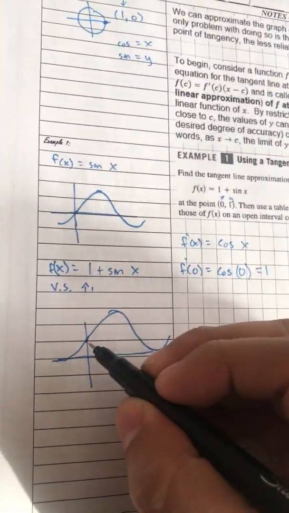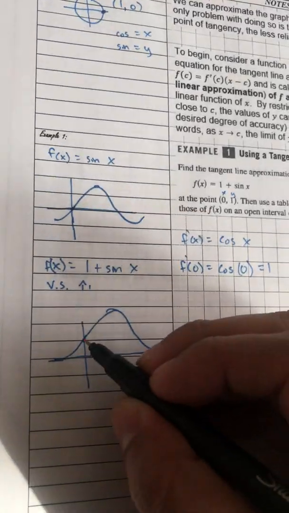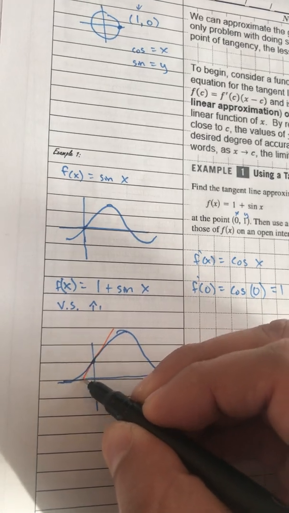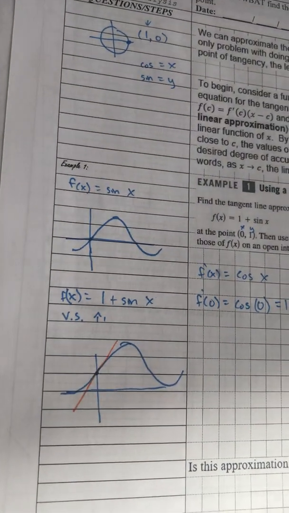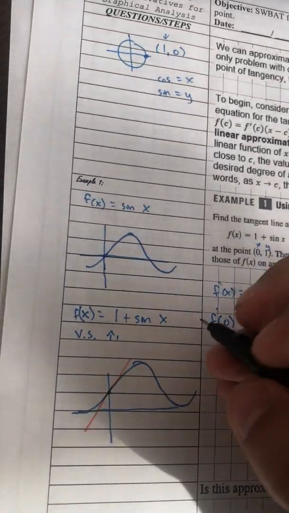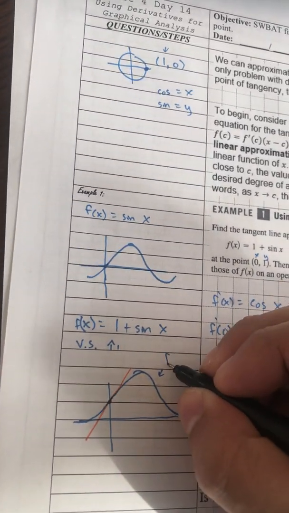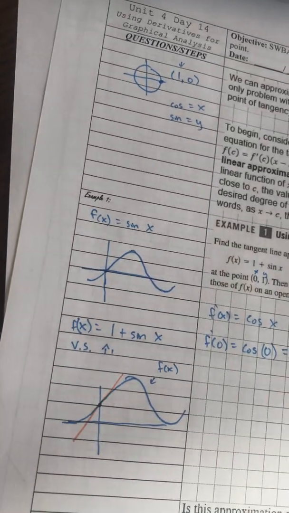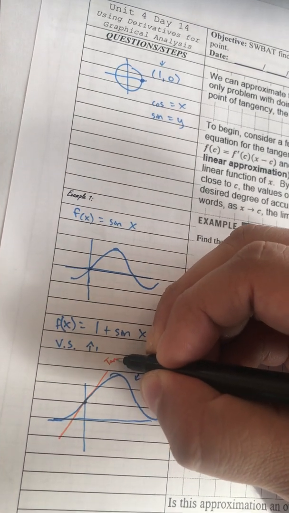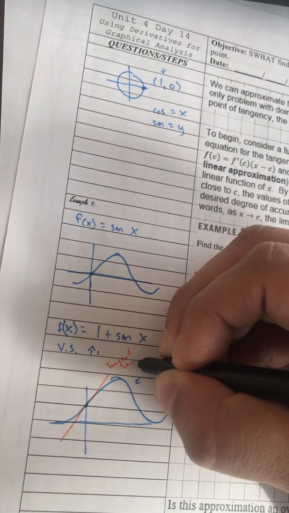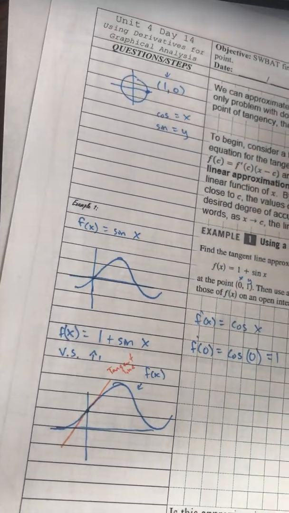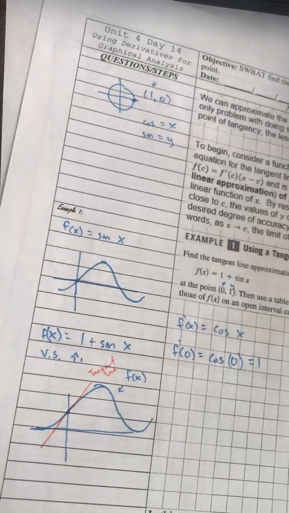That is this part right here. So at x equals 0 and y is equal to positive 1, we're drawing a tangent line right there. Okay? So this is our function. The blue is our original f of x, and the orange is our tangent line. Just so you guys are aware. And that's pretty much the lesson.